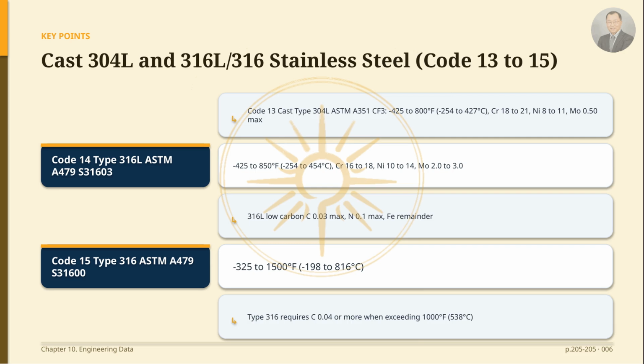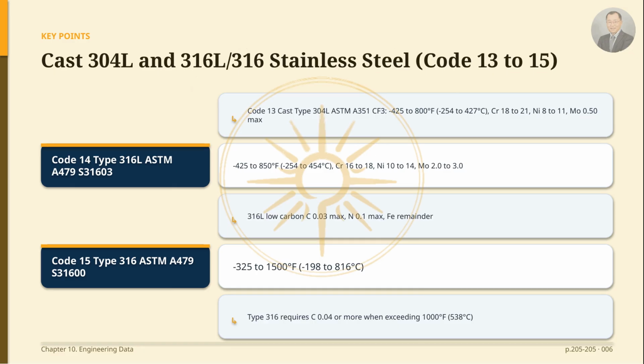Finally, I would like to introduce cast type 304L, 316L, and 316 stainless steels. Material code 13 is cast type 304L stainless steel, ASTM A351 grade CF3, used from -425 degrees Fahrenheit to 800 degrees Fahrenheit, or -254 degrees Celsius to 427 degrees Celsius.